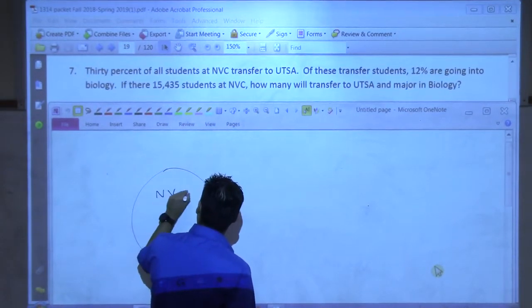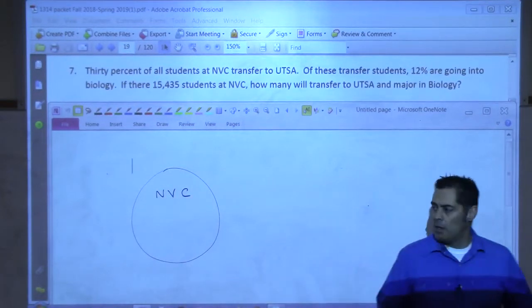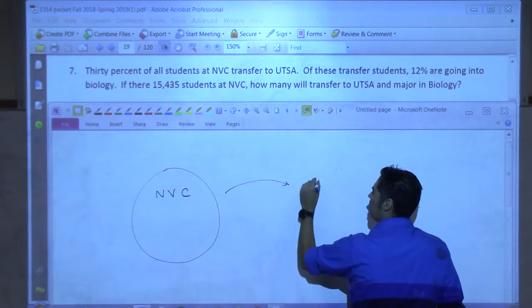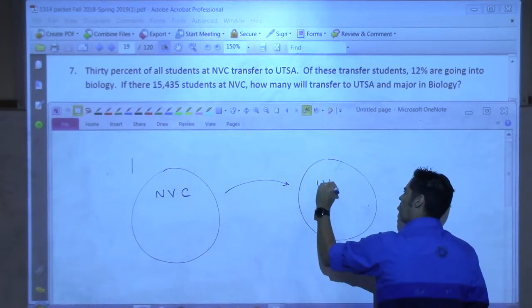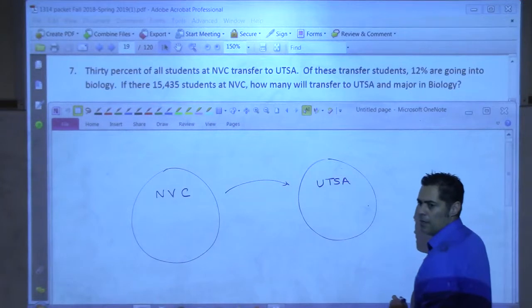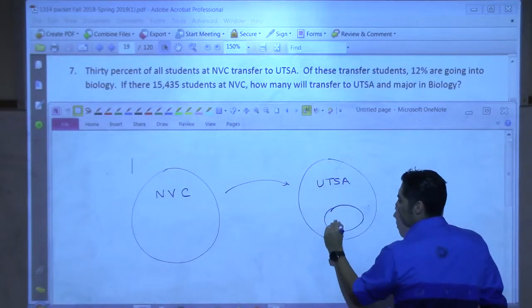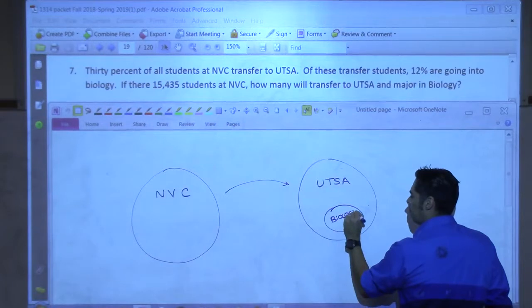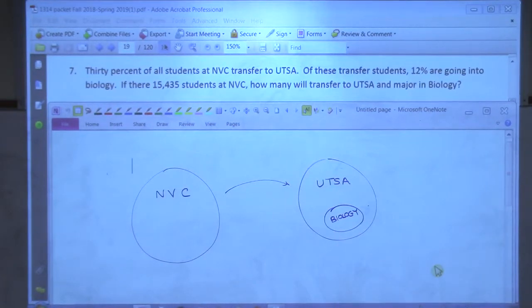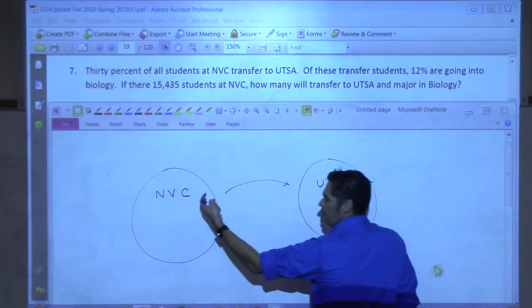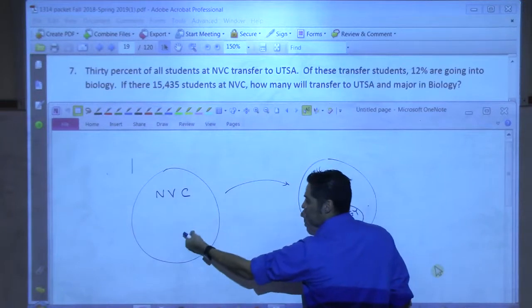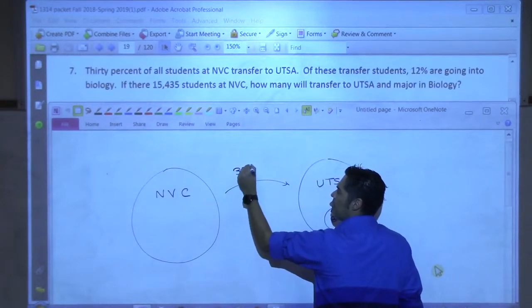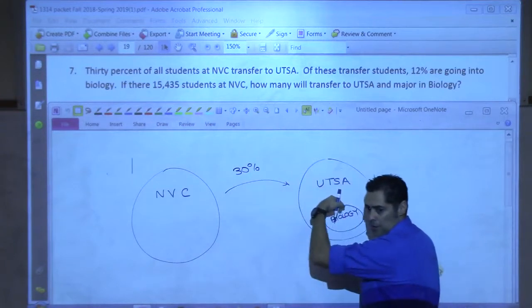Here's Northwest Vista College, all right? You've got students that are going to transfer over to UTSA, right? And within that group, you have the biology people. That makes sense? Okay. 30% of students at Northwest Vista College transfer to UTSA. All right? So the percentage of students that go from here to here is 30%, right? 30% of the people from here go over to here.